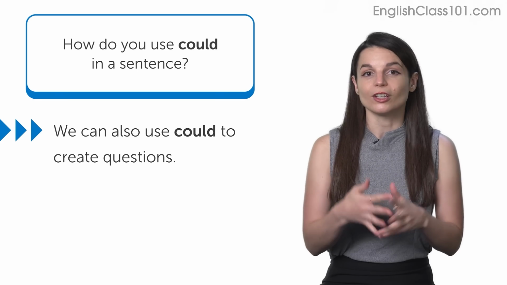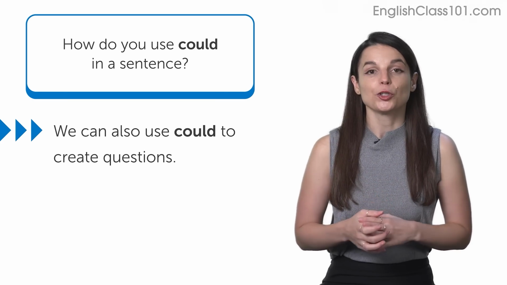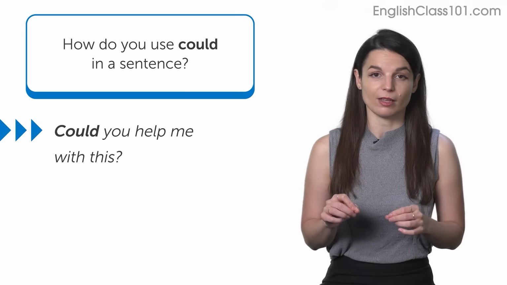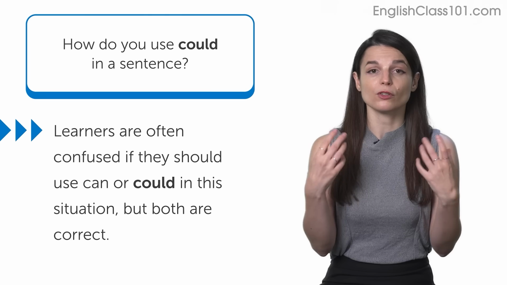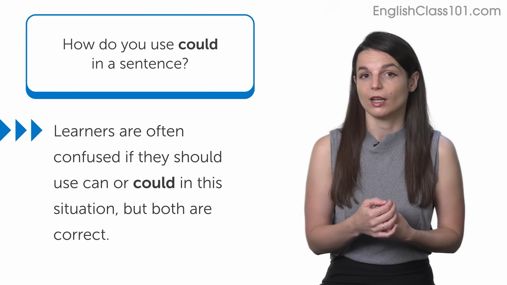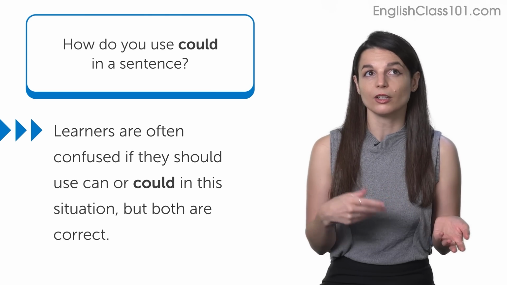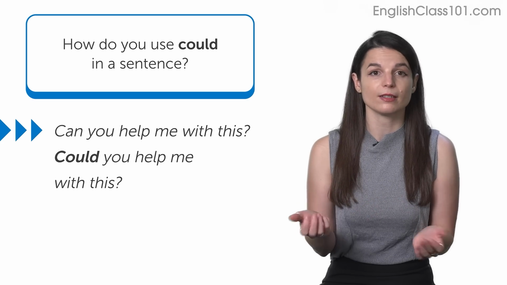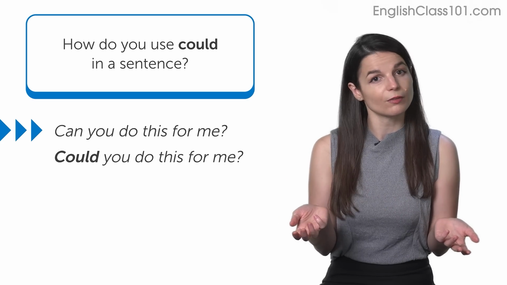We can also use could, as you mentioned in your question, to create questions. Like, for example, could you help me with this? Or could you do this? So one common question that comes up here is people say, should I use can here? Should I use could here? Both are correct. Can you help me with this? Could you help me with this? Can you do this? Could you do this for me?